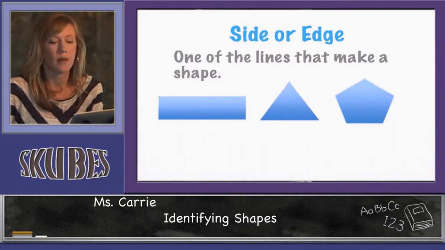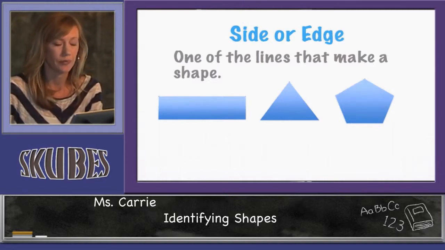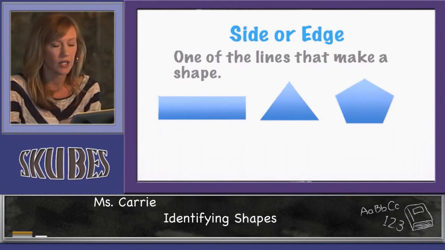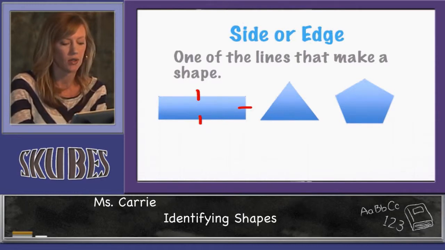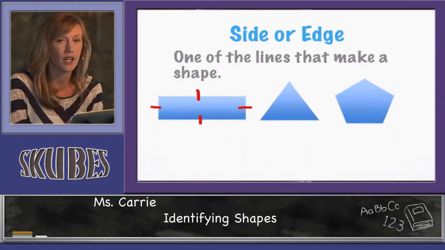One of the lines that makes a shape is a side. Let's look at this rectangle here and count its sides. There's a line here, a line here, a line here, and a line here. So this rectangle has 4 sides.